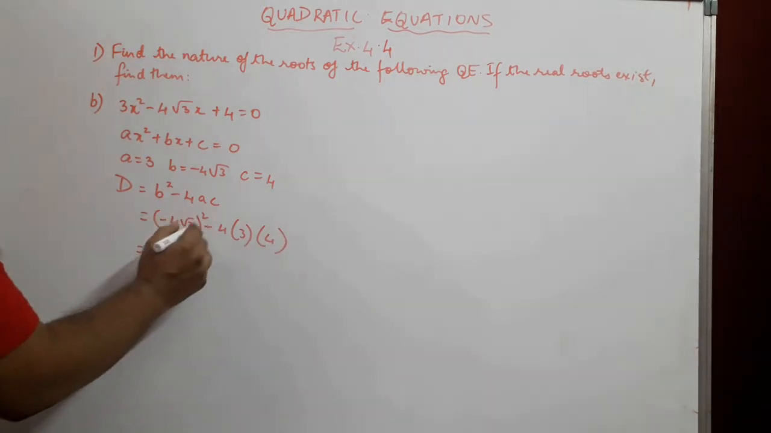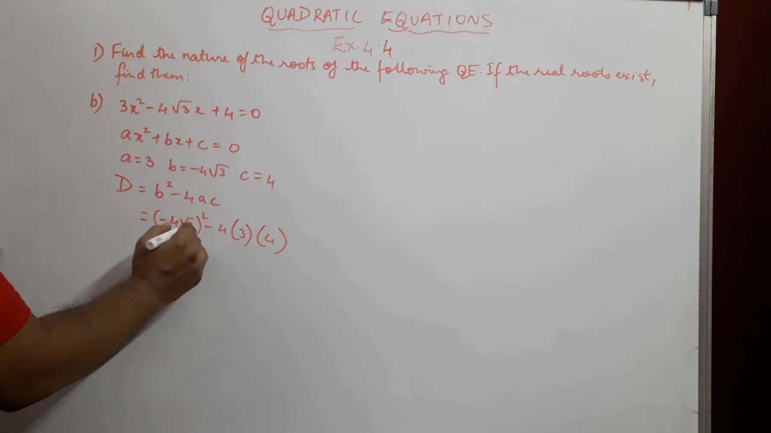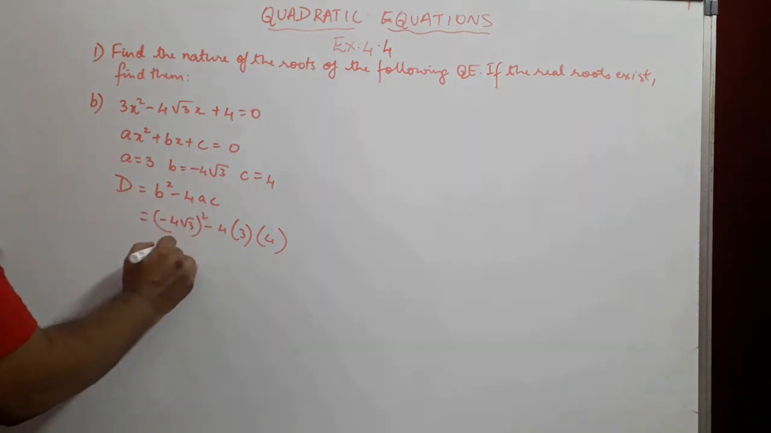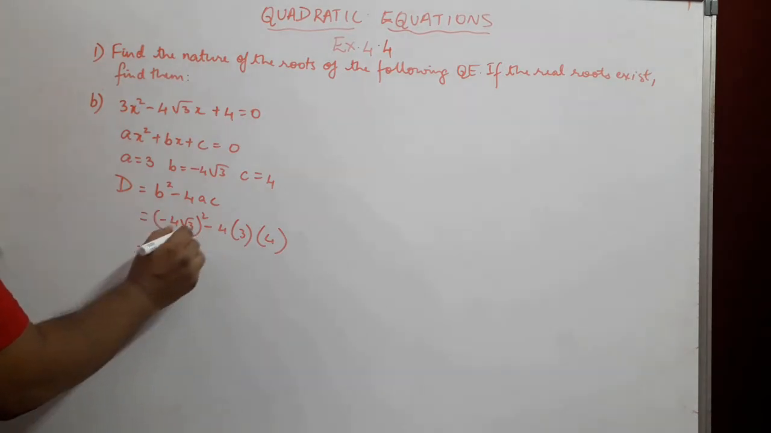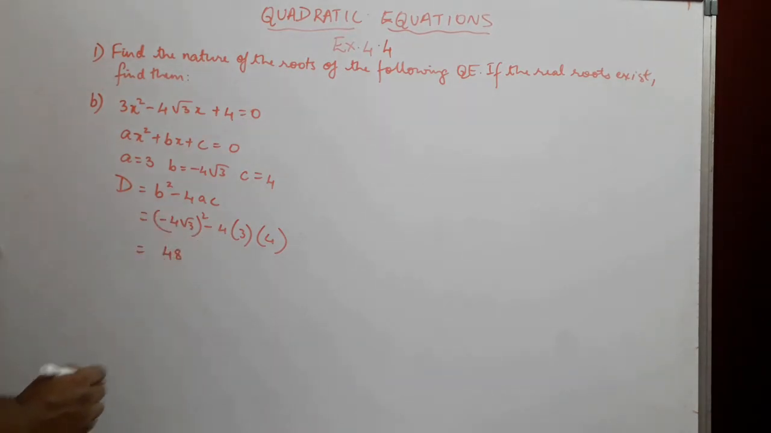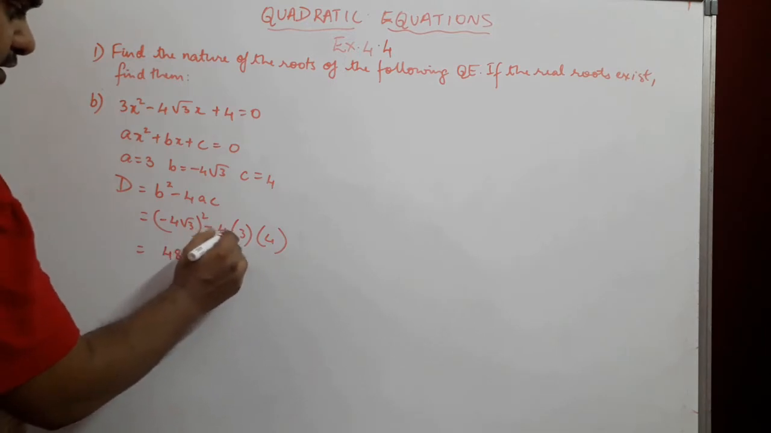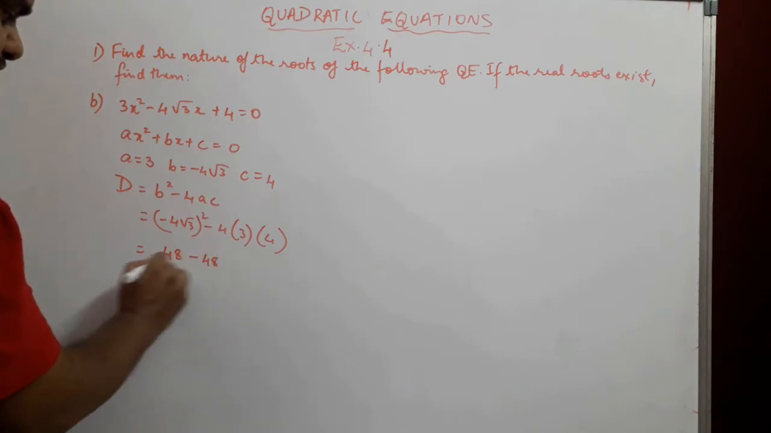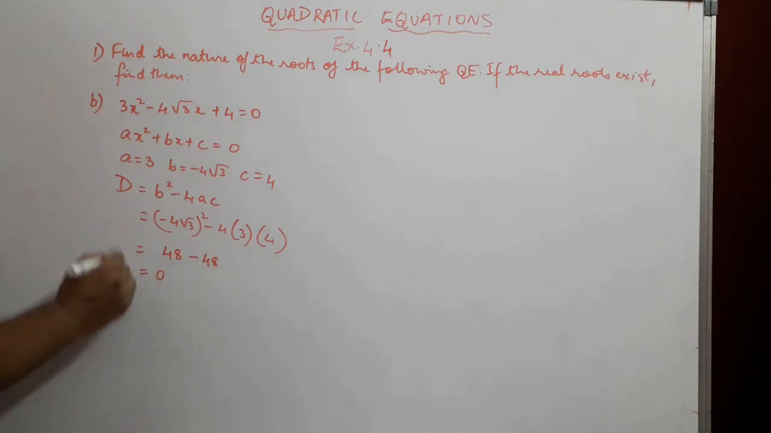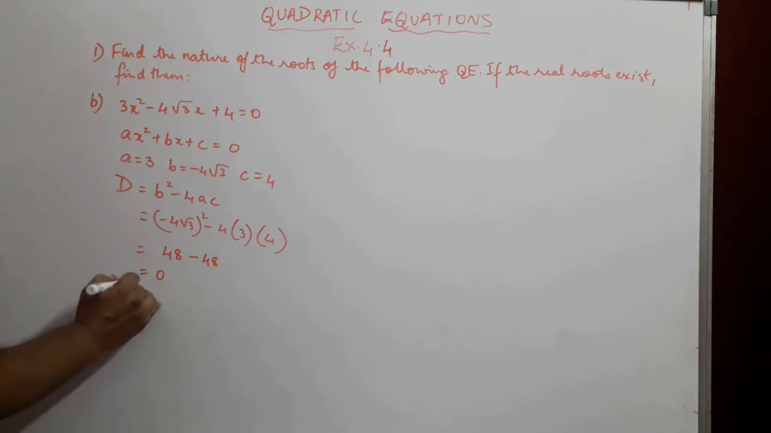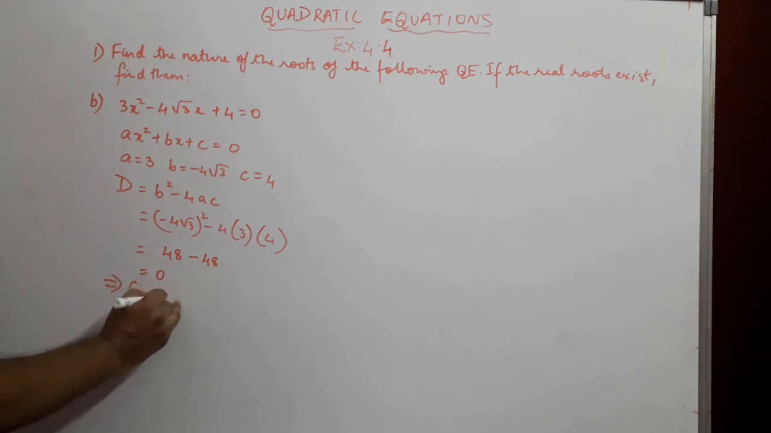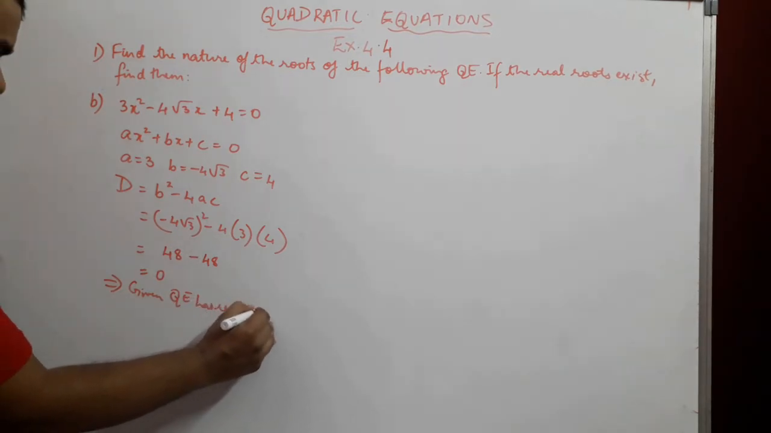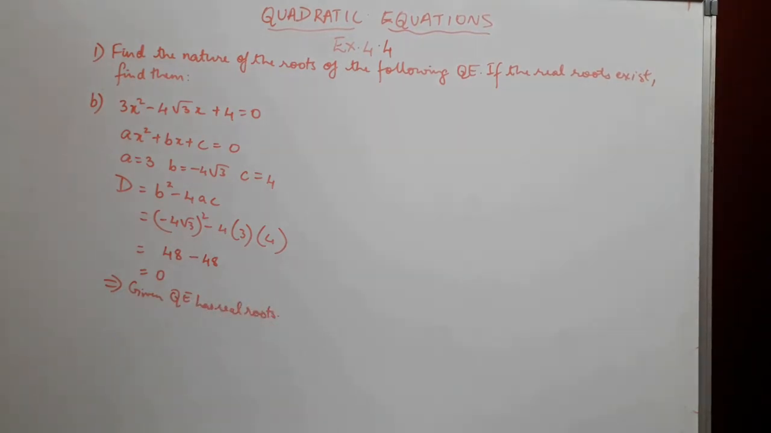4 root 3 whole square, so 4 square is 16, and root 3 into root 3 gives us 3. 16 into 3 gives us 48. That will be positive 48 because minus into minus gives us positive or plus. Here 4 into 3 is 12, 12 into 4 is 48, so we get minus 48, which means d is equal to 0. And if d is equal to 0, this implies that given quadratic equation has real roots. Now we know that it has got real roots.